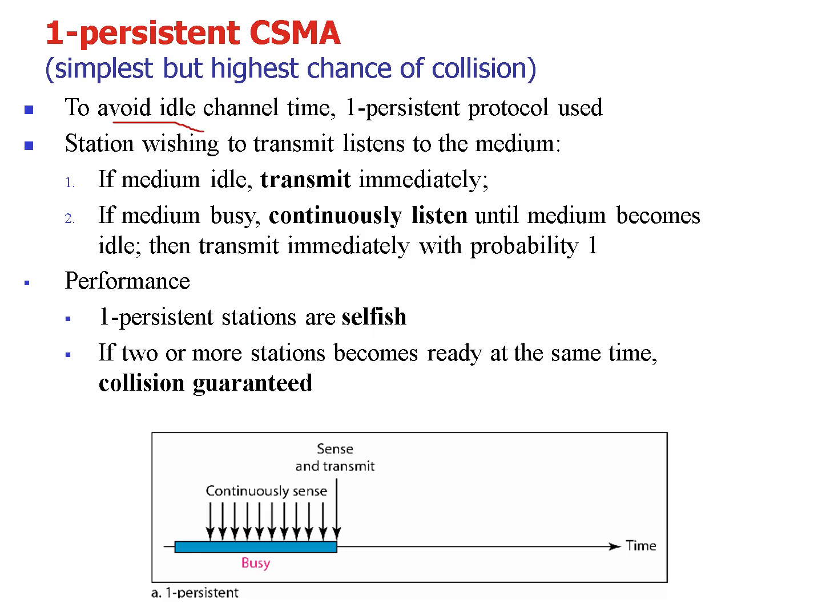The same thing is explained in sentences here. To avoid idle channel time, the one-persistent protocol is used. Whenever the channel is idle, it starts transmission. The same thing is explained algorithmically here. And the performance is that one-persistent stations are selfish, and they assume that if the channel is free, there will be a probability of 1 to reach the frame at the destination.